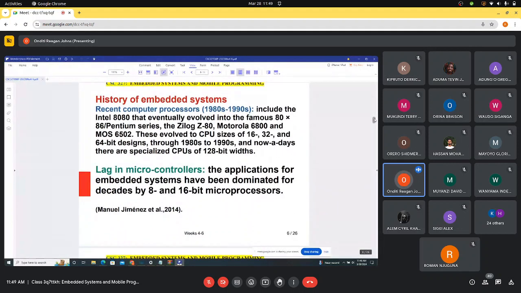In the 1980s to 1990s, there came a microprocessor. Intel came up with the 8080 that eventually evolved into the famous 8086 Pentium series. So the Zilog Z80, the Motorola 6800, and the MOS 6502 evolved to CPU sizes of 16, 32, and 64-bit design through the 1980s and 1990s, and nowadays there are specialized CPUs of up to 128 bits of width in terms of operations.